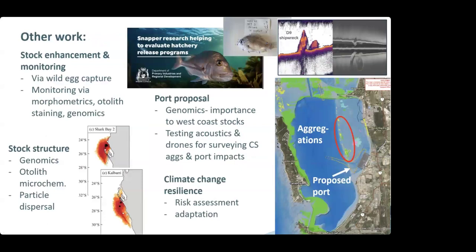A range of other work is being conducted on this species, being so important in fisheries. There is work going on with respect to the proposal to build a port in Cockburn Sound, and that's looking at a range of things including stock enhancement methods and how we might monitor releases, more work on stock structure and the localised nature of that, using methods to survey the aggregations or testing them, such as acoustics and drones, and also looking into climate change and how resilient this species may be to that.